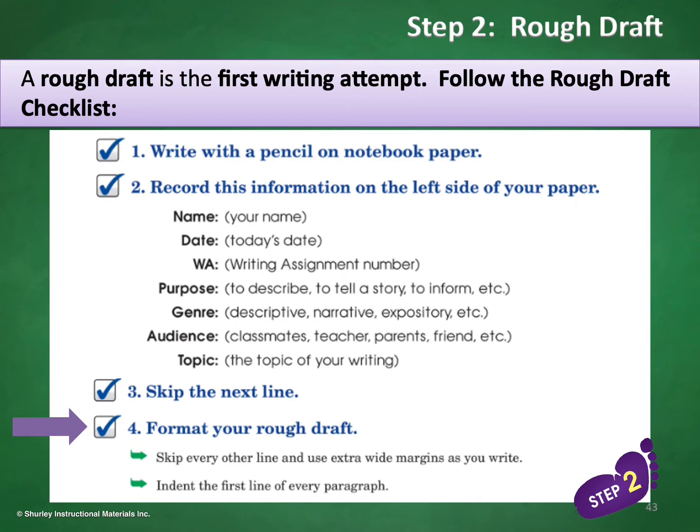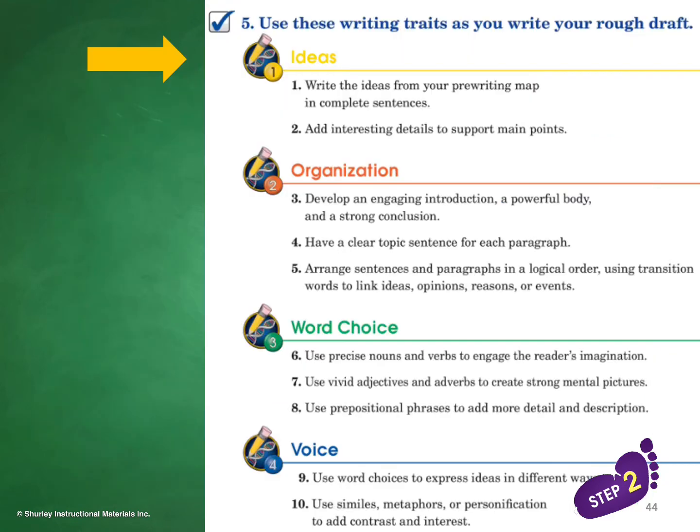They are also instructed about the format of their writing. Every good writer knows that the rough draft is never the best draft, so they don't worry about mistakes during this step. They will make improvements later. Number 5 in the rough draft checklist focuses on the effective traits of writing. These traits are emphasized as students begin to write their rough draft.